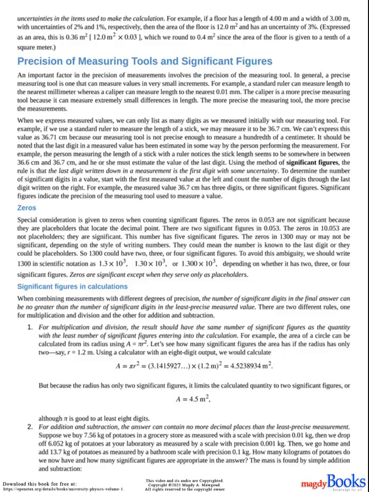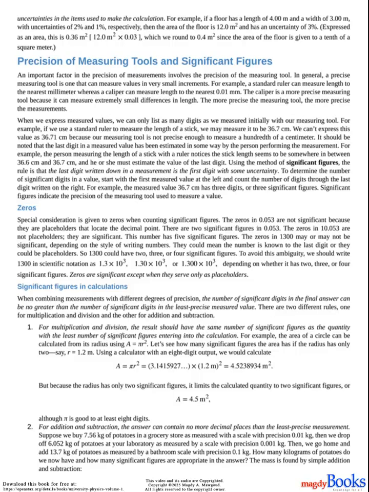1.6.3. Precision of measuring tools and significant figures. An important factor in the precision of measurements involves the precision of the measuring tool. In general, a precise measuring tool is one that can measure values in very small increments. For example, a standard ruler can measure length to the nearest millimeter, whereas a caliper can measure length to the nearest 0.01 millimeter. The caliper is a more precise measuring tool because it can measure extremely small differences in length. The more precise the measuring tool, the more precise the measurements.